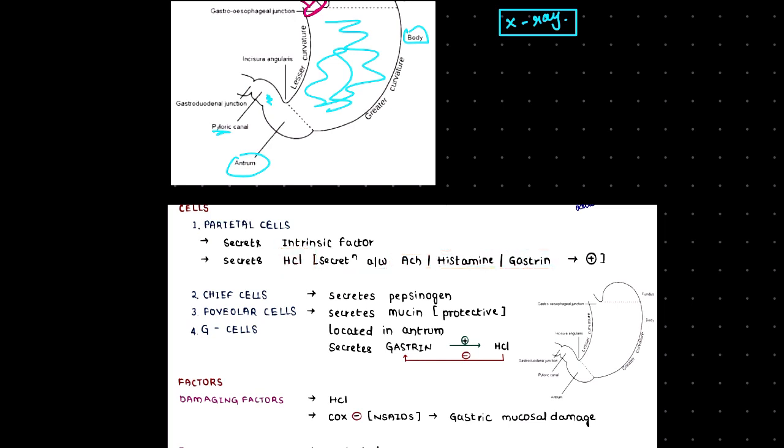Similarly, we have chief cells. Chief cells secrete pepsinogen. Moving further, we have foveolar cells. These secrete mucin, and these are protective in nature. We'll look at this in detail later in the protective factors topic.